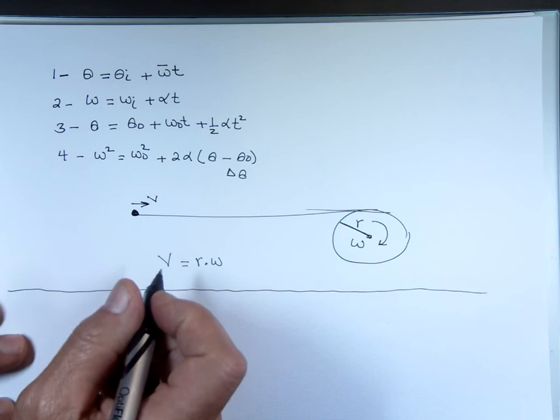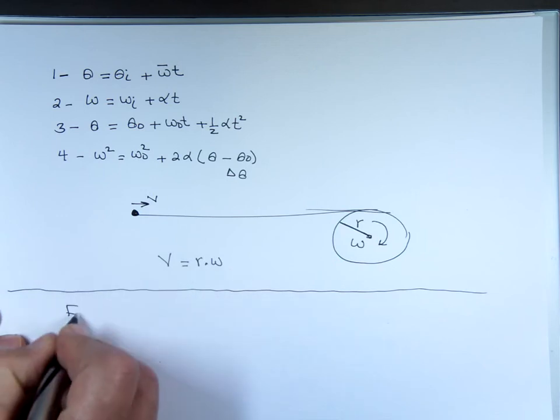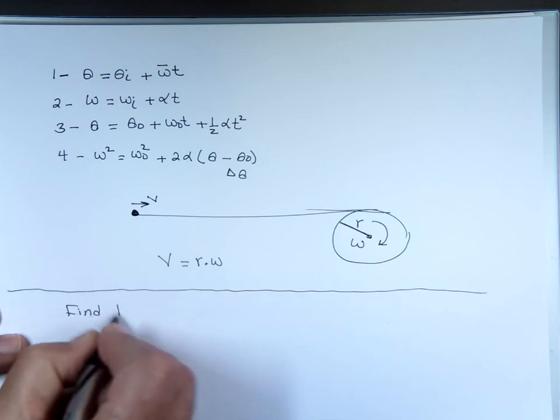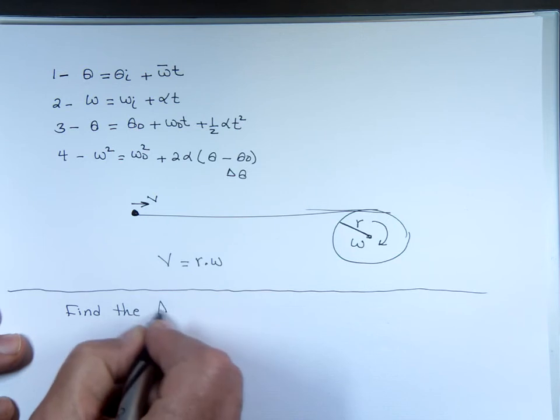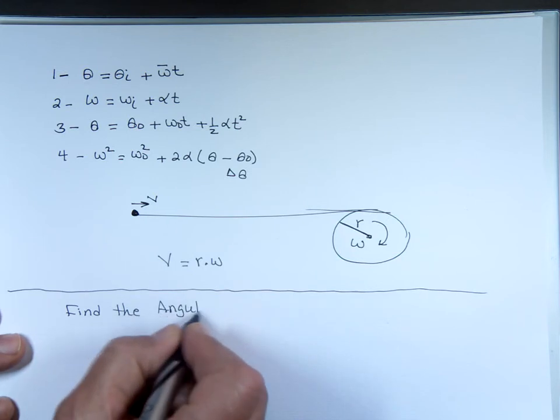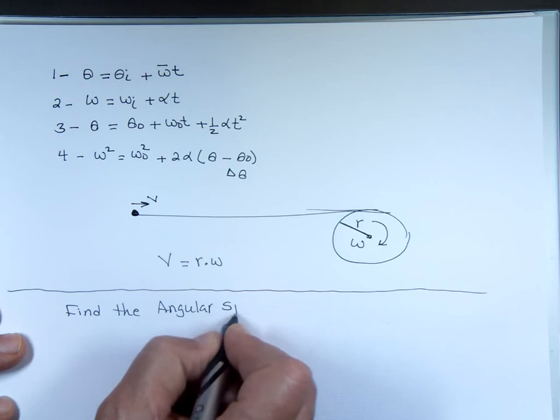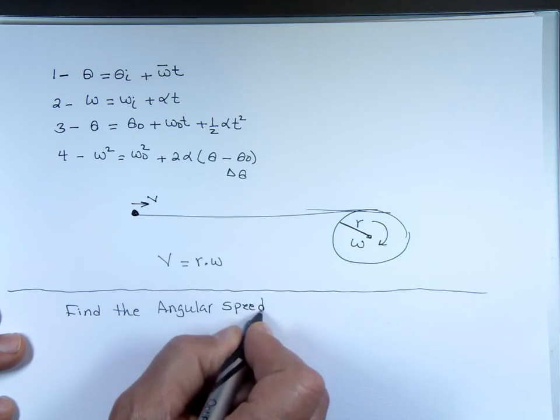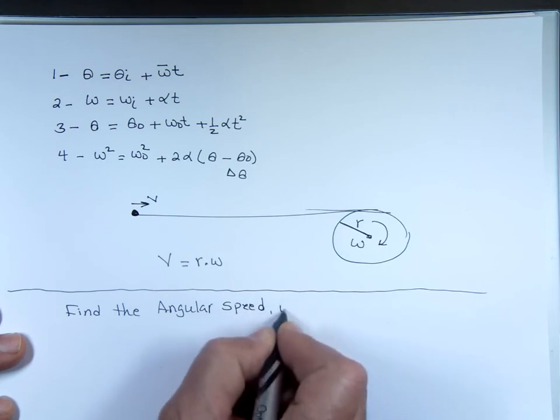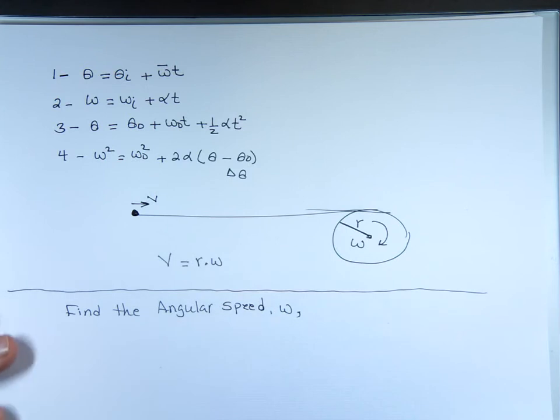So now, find the angular speed. Let's take an example. Find the angular speed. When you hit angular, what are they looking for? Which letter? W. So that's W. I'll give you that hint there. Find the angular speed W of a CD.